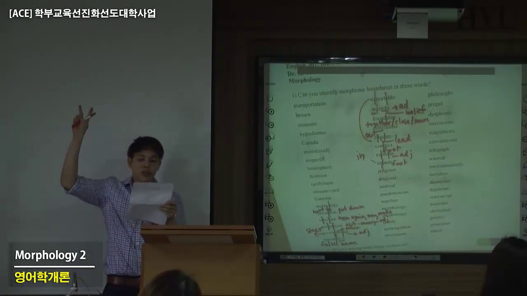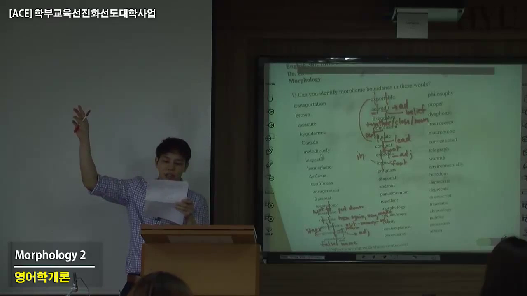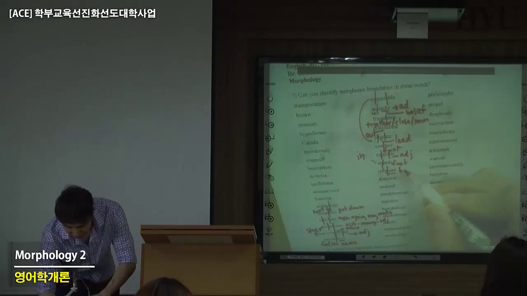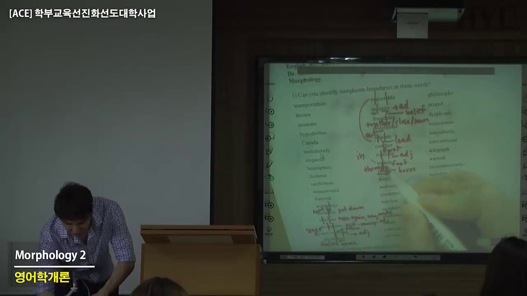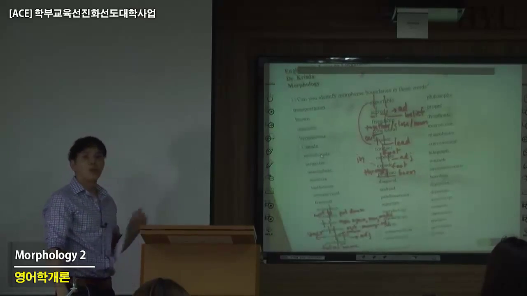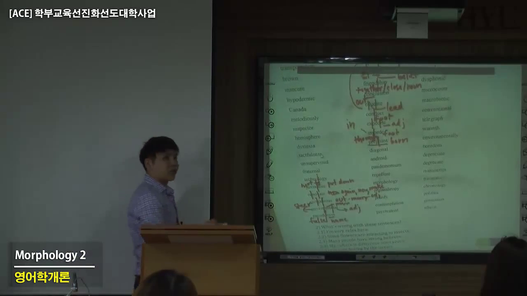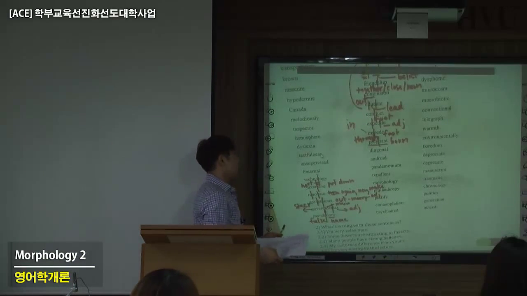Pregnant, we have two morphemes. We have preg and nent. Okay? Nent is to be born, and preg is through. So born through. So somebody who is pregnant will give birth to somebody through that person, okay?